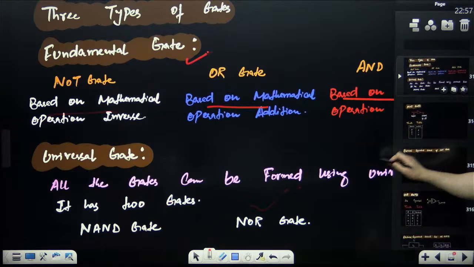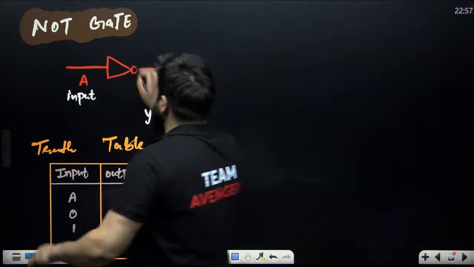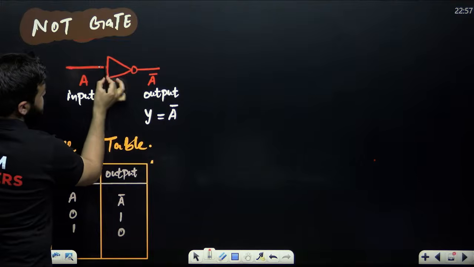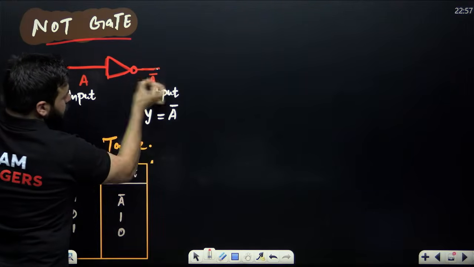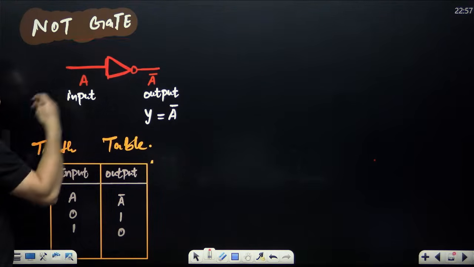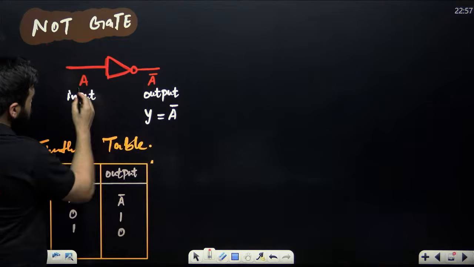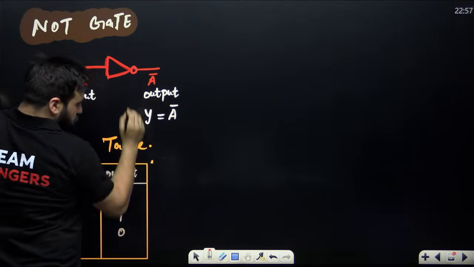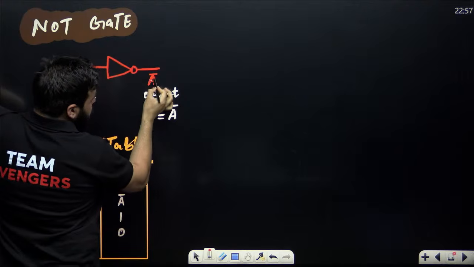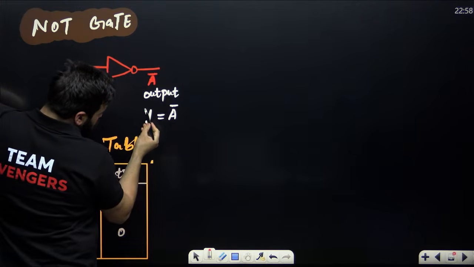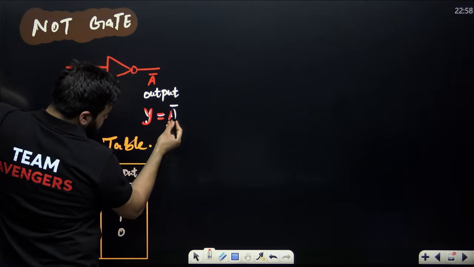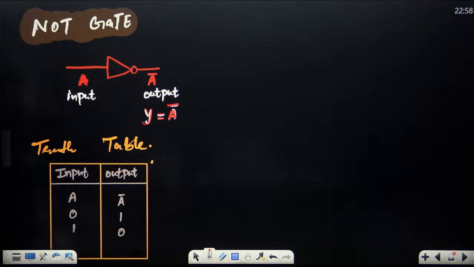Now see. Let's first talk about the NOT gate. This is the symbol of the NOT gate. What is the job of the NOT gate? Its job is to do inverse. If you give input as A, the output will be A bar, the inverse of A. So its Boolean expression is y is equal to A bar. This is the output.